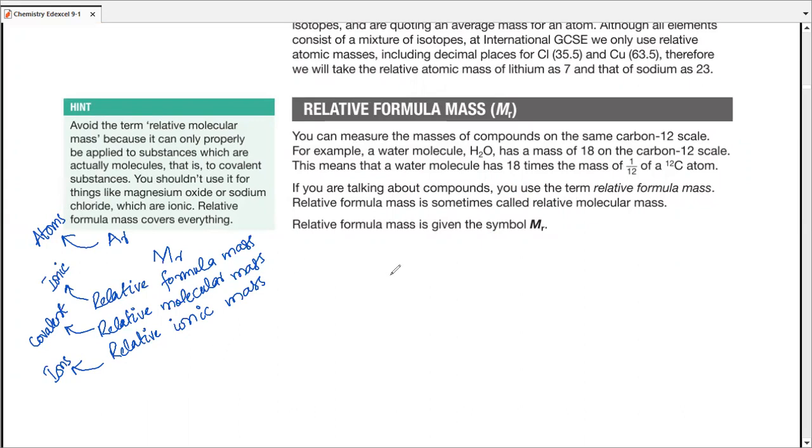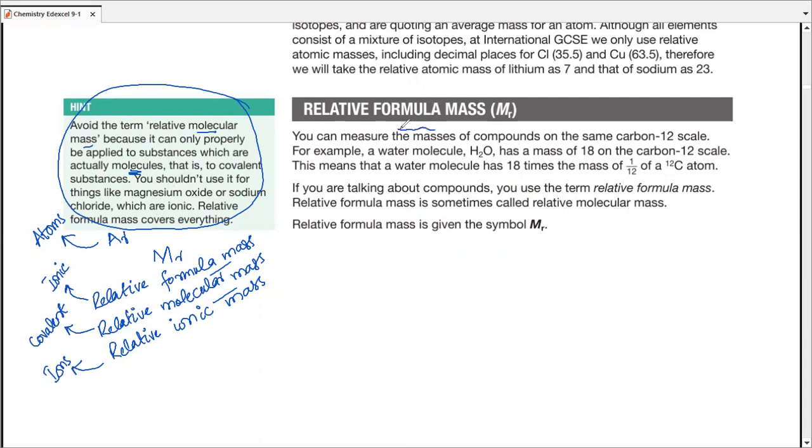Sometimes we are going to use the term molecular mass, sometimes formula mass. Which term is more appropriate? If you take a look at the hint, you'd notice that the term relative molecular mass only applies to substances that are present in the form of molecules, which are covalent compounds only. This would not cater to the ionic compounds.